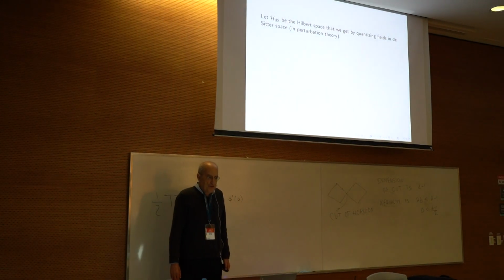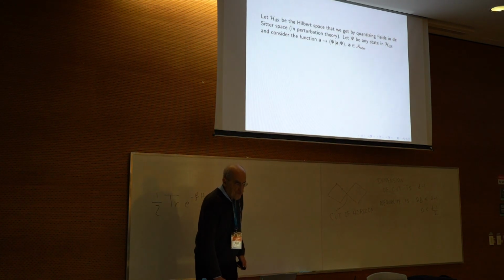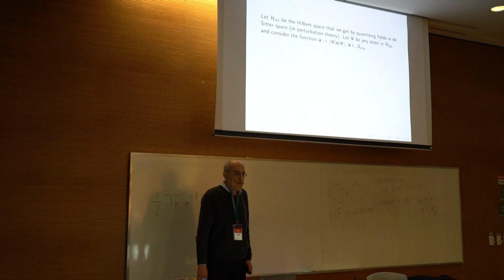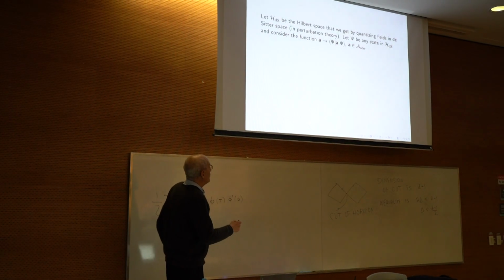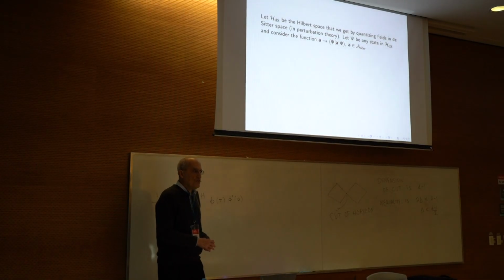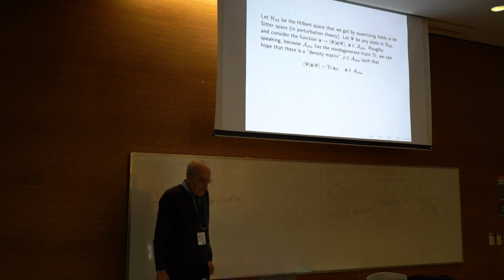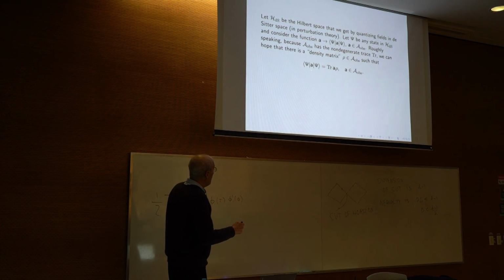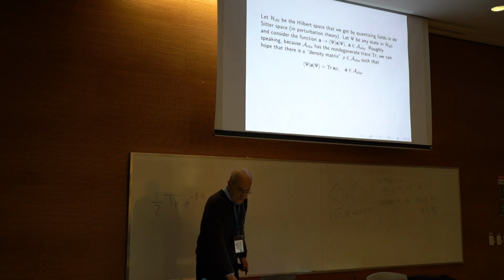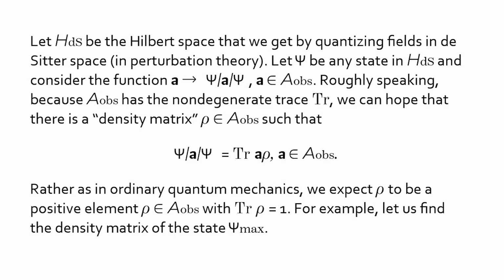Now, let H sub ds be the Hilbert space that we get by quantizing fields in de Sitter space to all orders of gravitational perturbation theory. Really, we could work exactly in the other fields, but I guess we'd better treat gravity perturbatively. Let psi be any state in this Hilbert space, and consider the function that takes an element of the algebra to its expectation value in the state psi. Roughly speaking, because the observer algebra has a non-degenerate trace, we can expect that there is a density matrix rho in the observer algebra such that the expectation value of A in the state psi will be the trace of A times rho. And we then call rho the density matrix. And we might expect that, as in ordinary quantum mechanics, the density matrix will be a positive operator of trace 1.